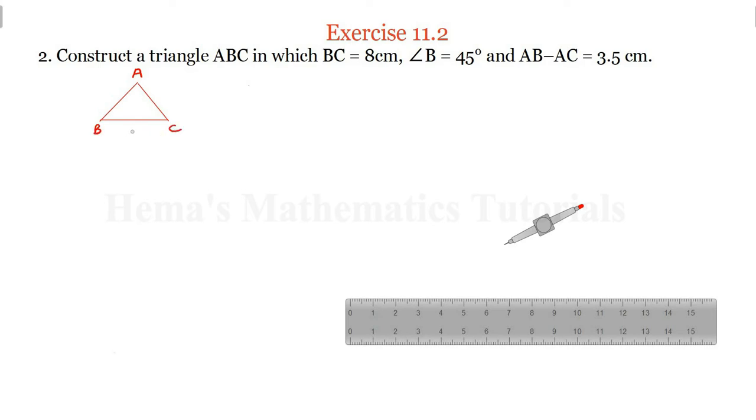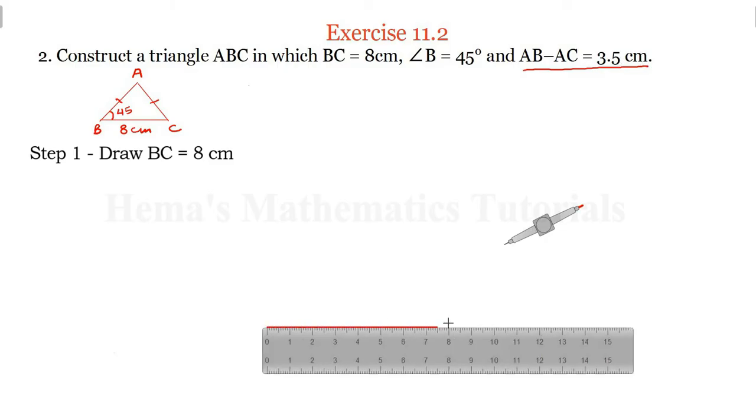ABC, where base BC is given to us, that is equal to 8 centimeters. Base angle B is equal to 45 degrees. And we are also given the difference of the two sides, that is AB minus AC. So the difference of the two sides AB minus AC is equal to 3.5 centimeters. Draw BC equal to 8 centimeters.